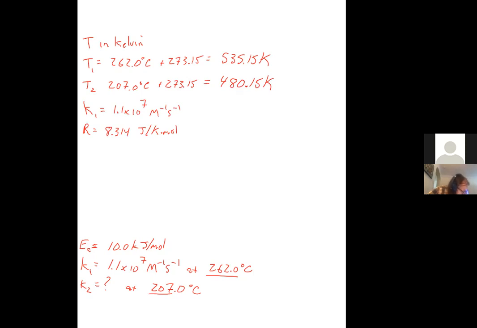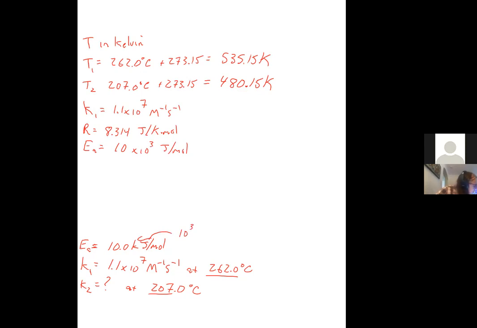Now, activation energy is in kilojoules. We want to have it in joules. So this is 10 times 10 to the 3 joules per mole. What did I do? I did a conversion from kilojoules to joules. 10 times 10 to the 3, 10,000 joules per mole. Kilo is 1,000, that's 10 to the 3. Okay, so I did the conversion there.